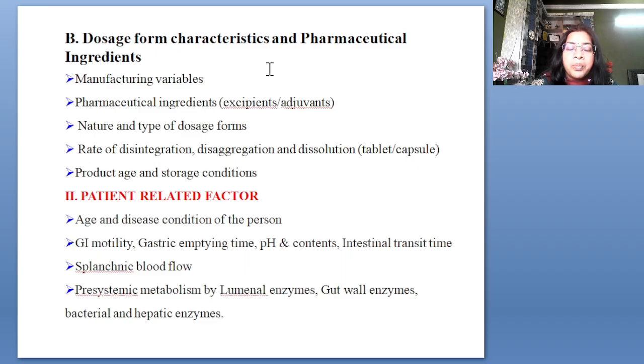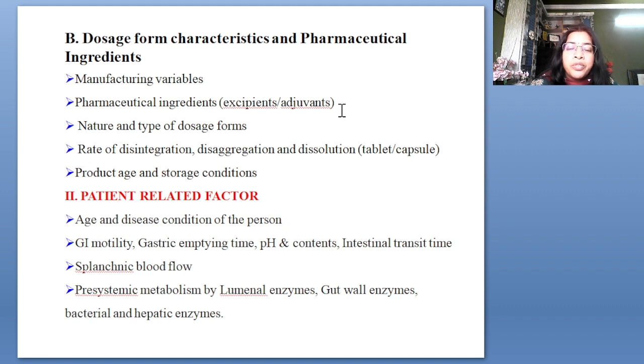For example, in case of a tablet, the compacting process can make it much harder, and it will affect the disintegration of the drug or disaggregation of the drug, and finally the dissolution. As you know, in case of tablet and capsule, three processes are involved: disintegration, disaggregation, and dissolution. This will affect the rate of absorption. Then pharmaceutical ingredients or adjuvants may interact among themselves and will affect the drug stability or drug absorption. They will make the absorption poor.